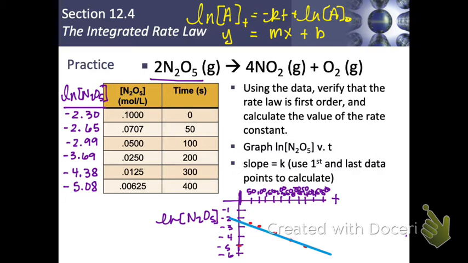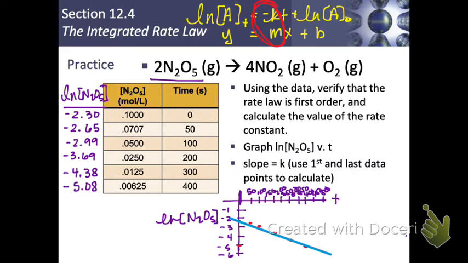Okay, so we've confirmed now that our reaction is first order, and we need to calculate the value of the rate constant, which is k. I can look at my relationship and solve for k just by finding the slope of my line. Just by finding the slope of my line, I'm able to identify the rate constant.